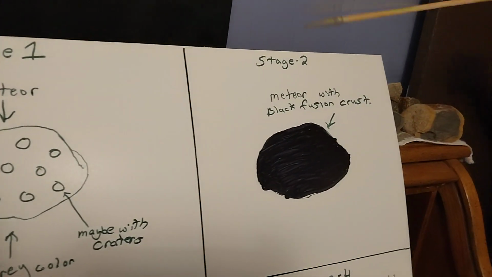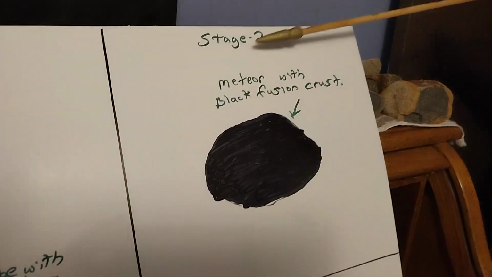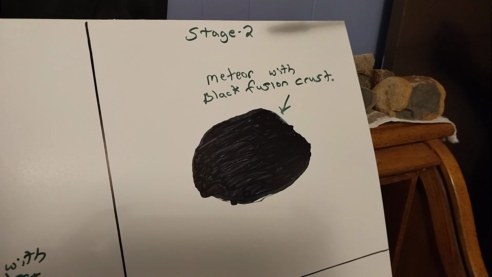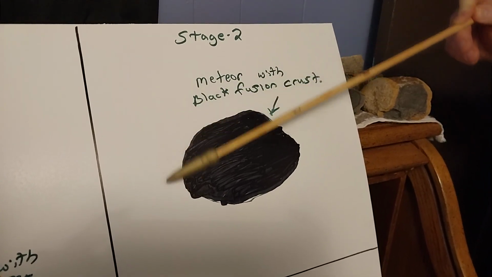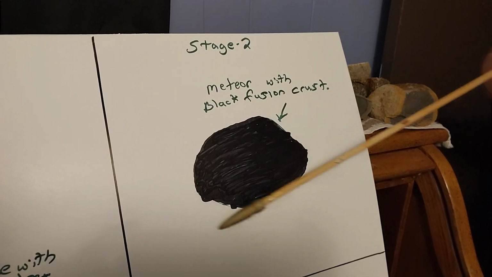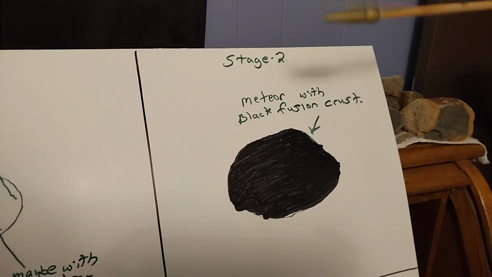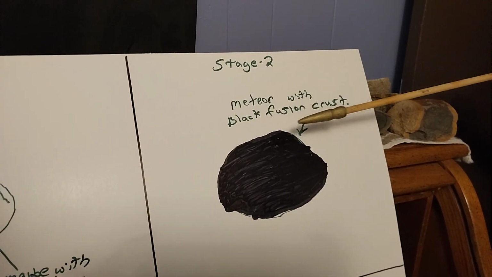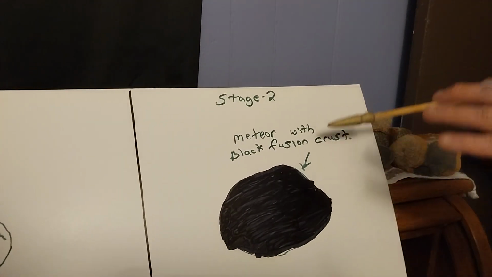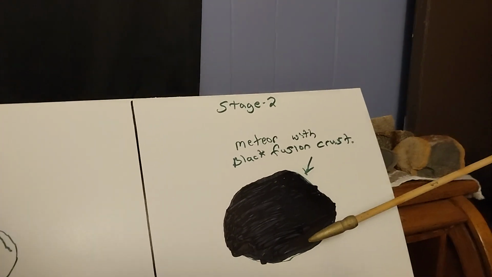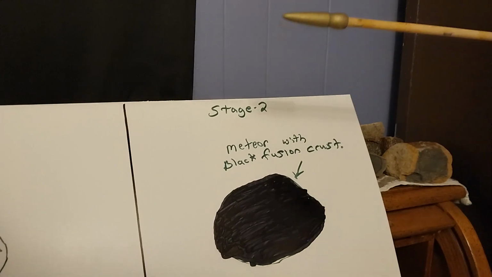Now, stage two, the meteor is all black fusion crust. When it enters the mesosphere and it starts to burn up, you get all black fusion crust. Now we'll go down here to stage three.